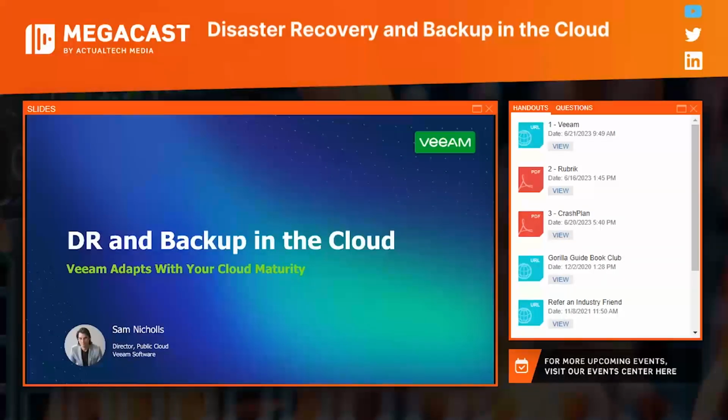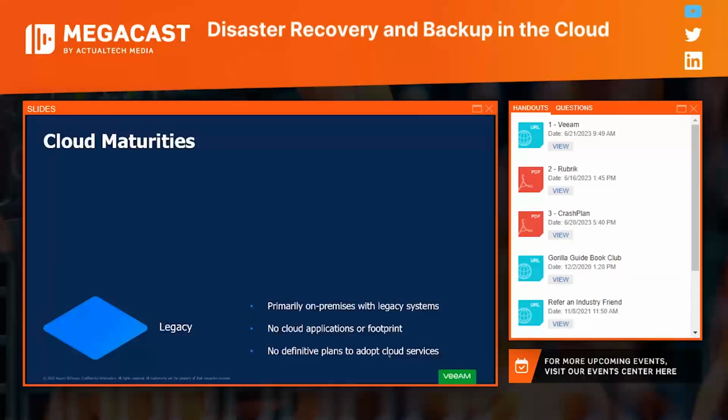So looking at these different cloud maturities, I think very, very few folks are in this legacy model now, right? It's that 6%, the antithesis of what I mentioned earlier, where it's primarily on premises with legacy systems. Legacy is a bit of a strong word, but there's still some folks out there with mainframe, physical, and even virtualized workloads. But the big point here is that they have no cloud applications or footprint and maybe no definitive plans right now to adopt any sort of cloud services in the near future. They are 100% on premises, and that's fine, and they're happy like that.